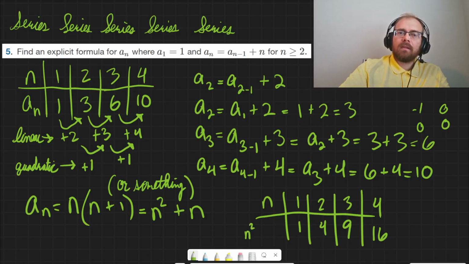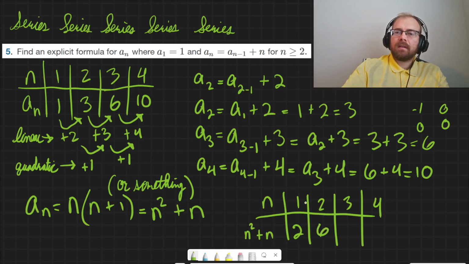So n squared plus n. Let's see what that would be. N squared plus n. And I'm doing, okay, so I just plug in 1, so that'd be 1 plus 1 is 2. And then that'd be 2 squared is 4. 4 plus 2 is 6. Then I would be doing 3 squared is 9. And then 9 plus 3 is 12. 4 squared is 16. Plus 4 is 20.